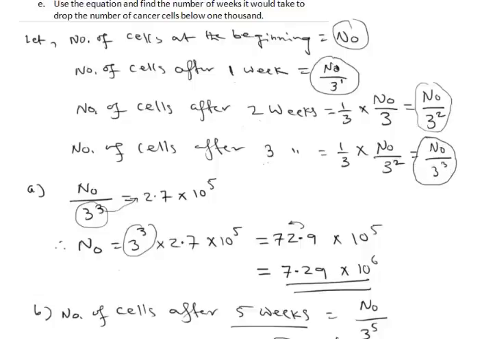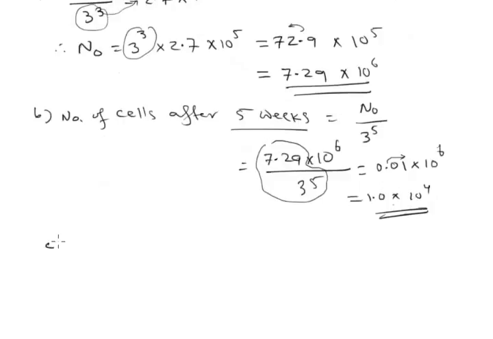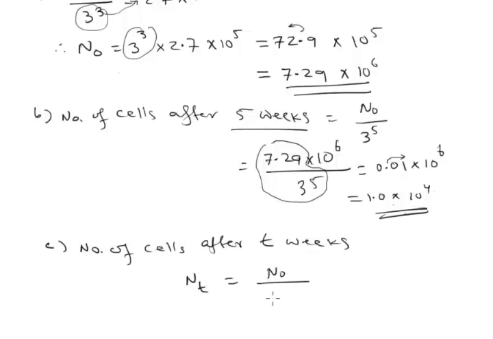So in general, the number of cells after t weeks, if we denote it by nt, will be n0 divided by 3 to the power t. So this is the exponential relation for the number of cells after t weeks.